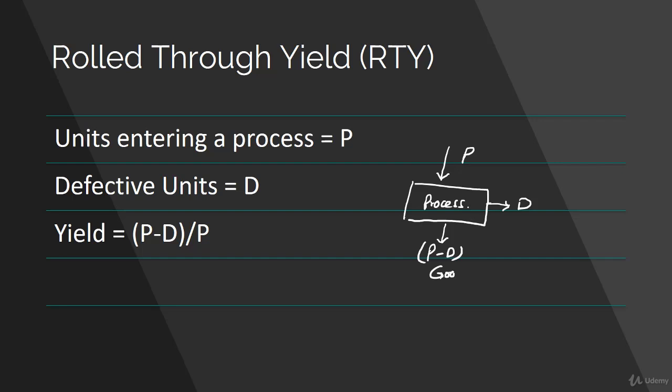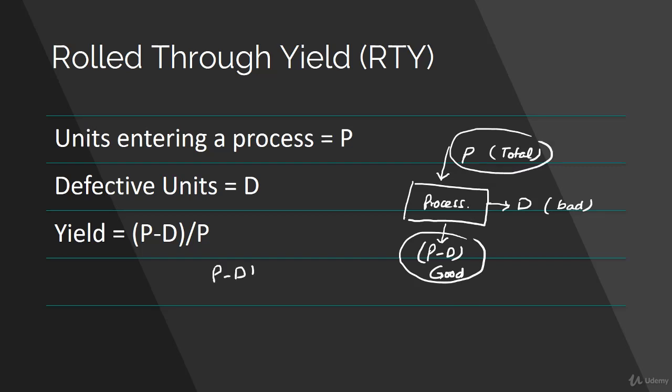So these are good units, these are bad or defective units. These are total units which went through this particular process. So in this process, if I need to calculate the yield, my yield will be the good pieces divided by the total number of pieces, which is P minus D divided by P. So that will be my yield for this particular process.